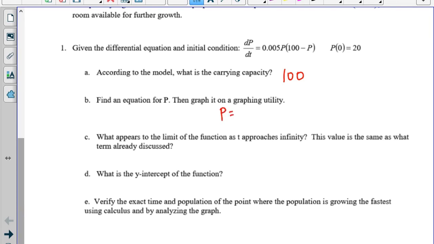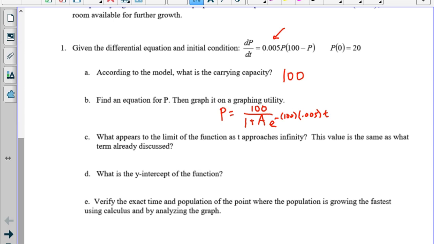P equals the carrying capacity, which we know is 100, divided by 1 plus A, which is some constant, times e to the negative C, which is the carrying capacity, 100, times K, which they tell us is 0.005 in this problem, times t. So this is our equation.